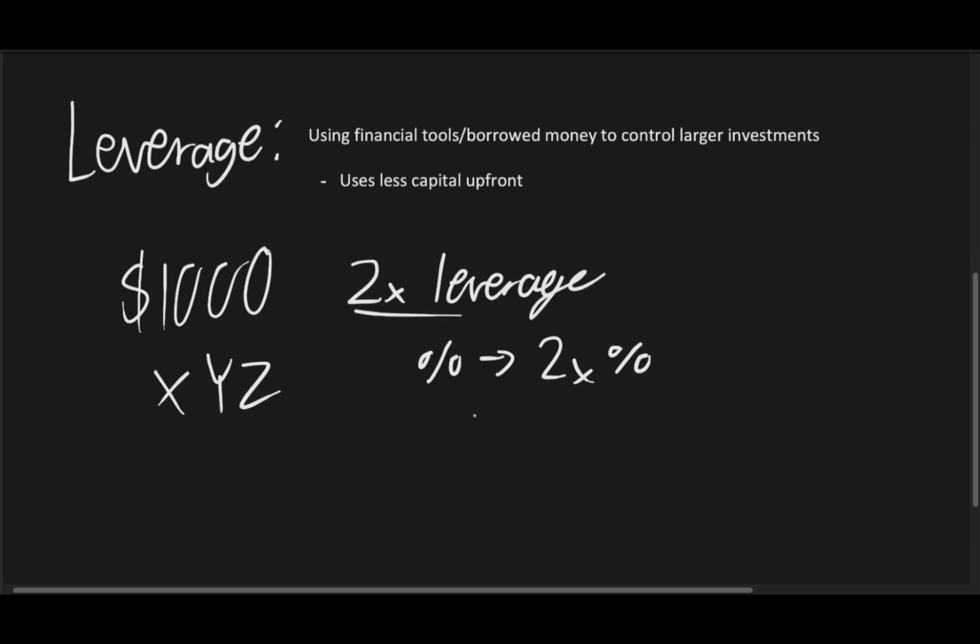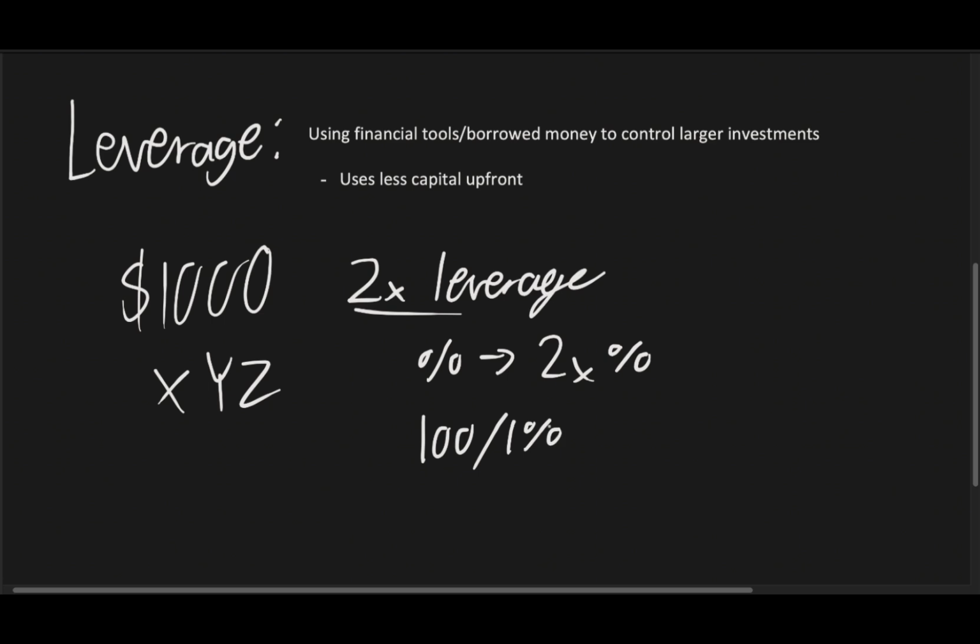So for example, let's say I gained $100, or we can say 1%. Not for this number, by the way. This would amplify to $200, or 2%. It basically multiplies the returns of your investment. It also multiplies the loss in your investment.